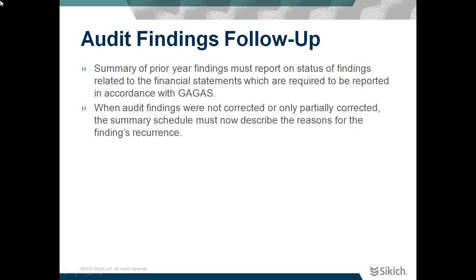When audit findings were not corrected or only partially corrected, the summary schedule must now describe the reasons for the finding's recurrence. Why haven't you fixed this yet? The federal government wants to know. It is probably what you told them in your prior audit was how it was going to be fixed in your responses, and who is responsible for fixing it. And if it hasn't been fixed, now we want to know why it hasn't been fixed.